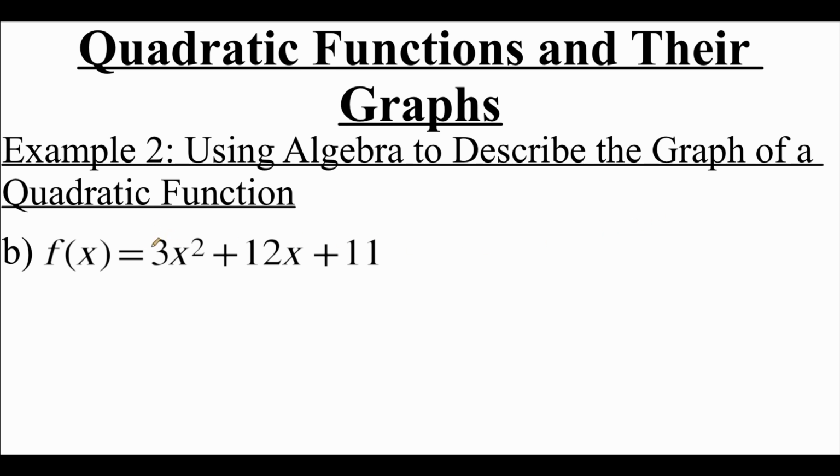So what I'm going to focus on is just these first two terms in here, the 3x squared and the 12x. What I need to do is factor the 3 out of here so that I end up with an a value of just 1. So then I would get 3 times x squared plus 4x, and then plus 11 on the back end. We're not going to try to factor the 3 out of the 11, because 3 just isn't going to factor nicely out of 11.